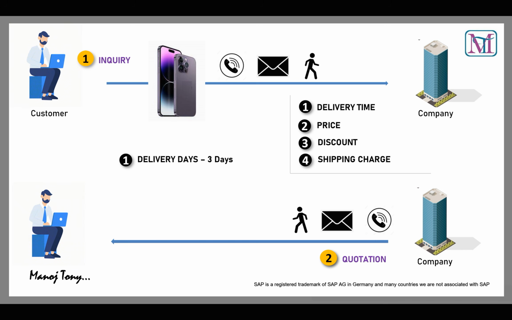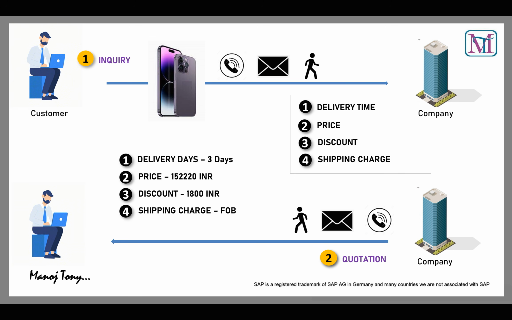So as per customer ask, the expected delivery will be 3 days, and the price of the material would be 1,52,220 rupees INR. The discount would be 1,800 INR. There are no shipping charges, free on board FOB. The terms and condition is advance payment only. If the customer does the advance payment, then only the goods will be delivered to the customer.